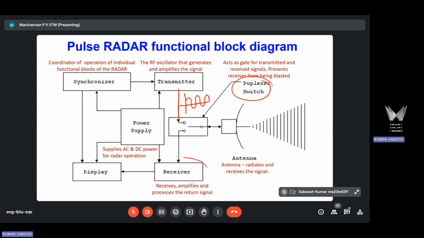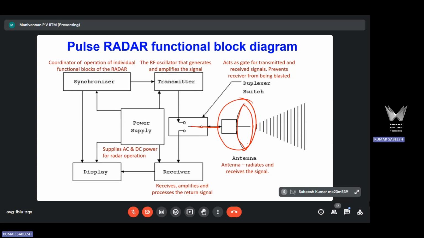Similarly, we have a receiver circuit. Like a transmitter, you have a receiver circuit. The receiver circuit also is connected to the duplex switch. Please see that the transmitter is connected to the duplex switch. Similarly, the receiver also is connected to the same duplex switch. Now, the duplex switch is connected to the antenna. This is the antenna. This is a parabolic antenna. Correct? We say that it is a parabolic antenna.